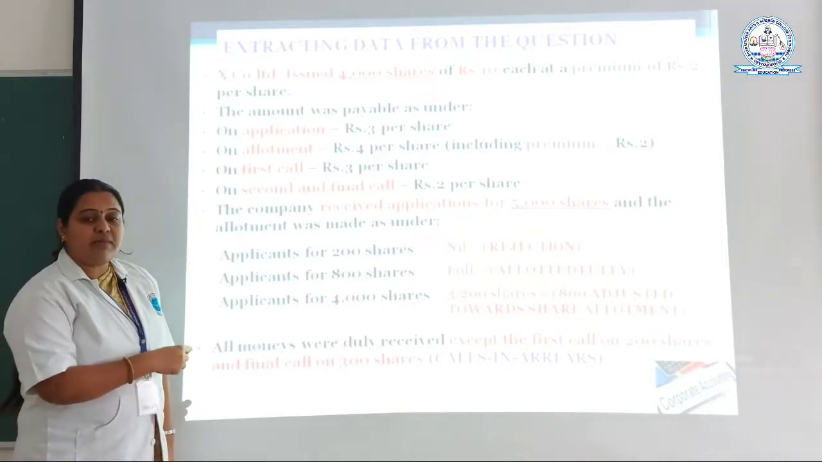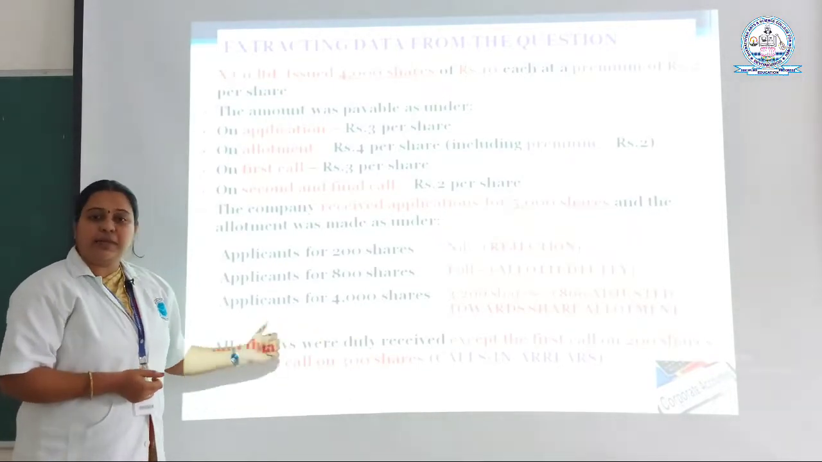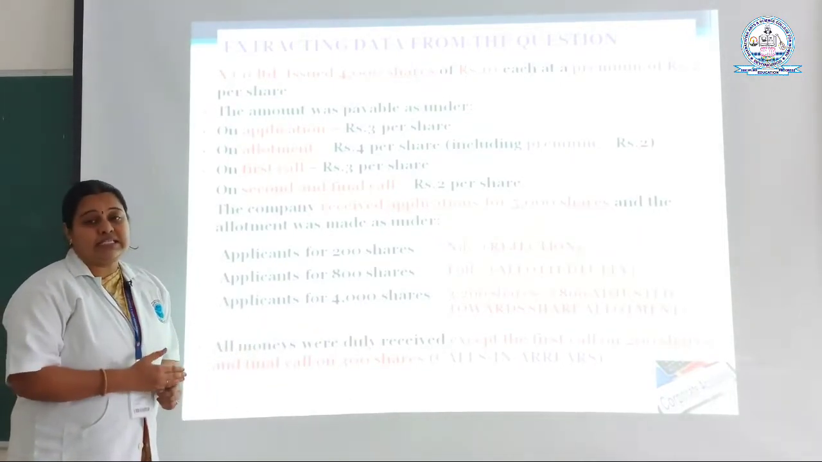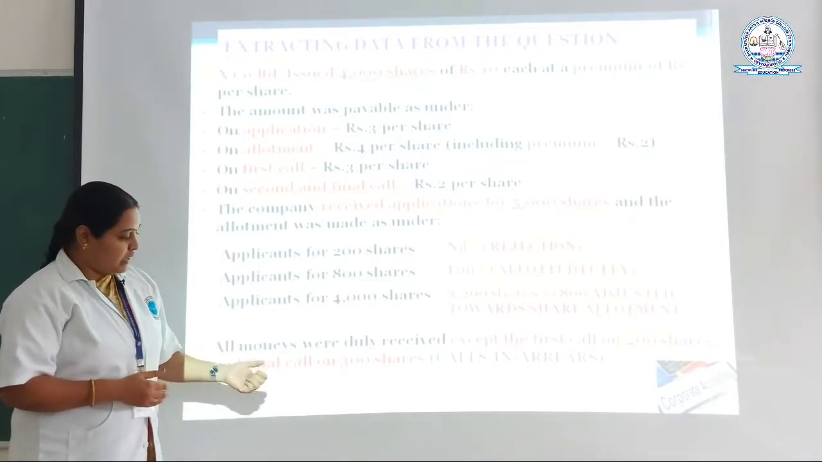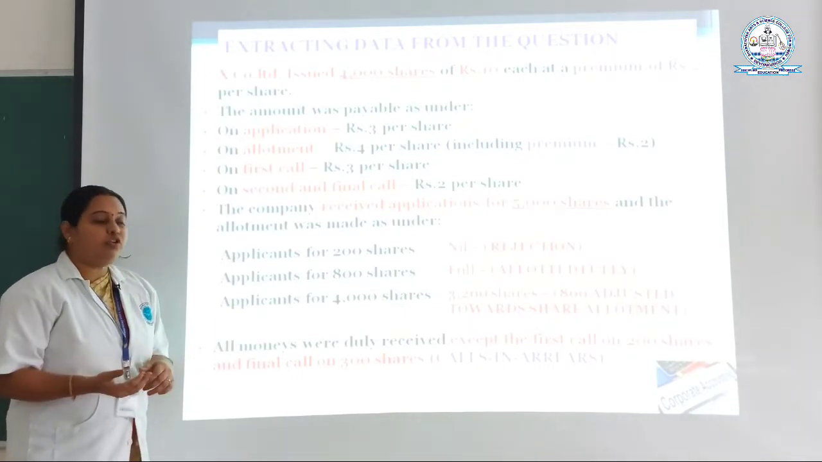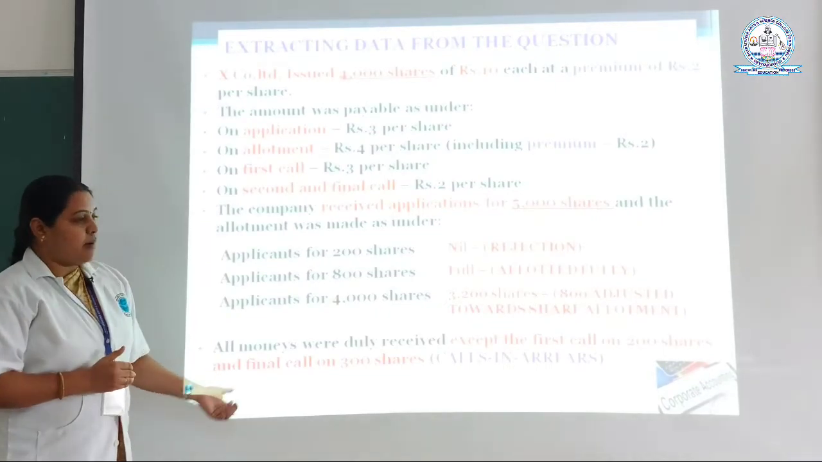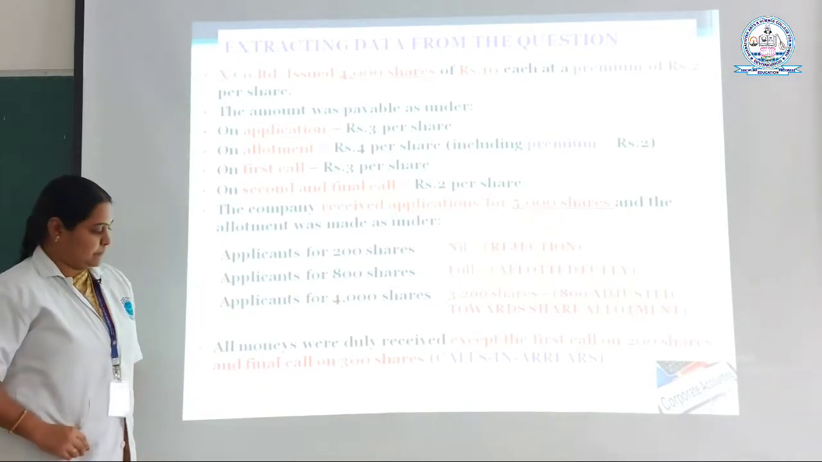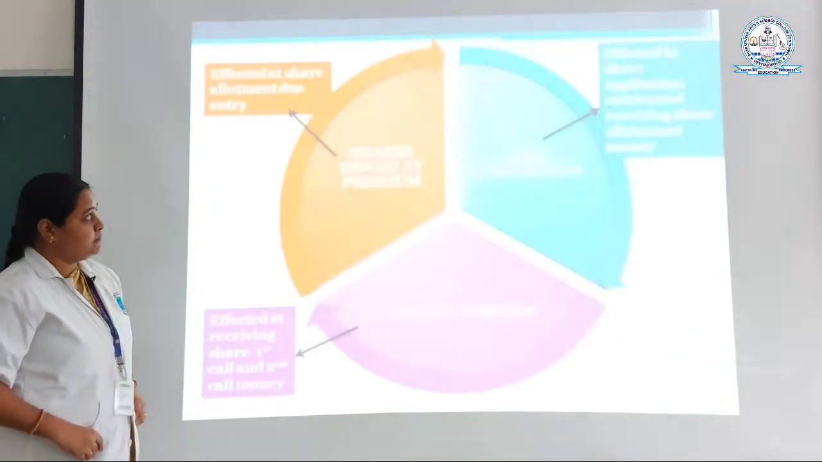Also in this sum we have another important point, that is calls in arrears. All the monies were duly received except the first call on 200 shares and second and final call on 300 shares, which is called calls in arrears. Now we need to do the journal entries. Their question is asking for passing the journal entries. So this is your question.